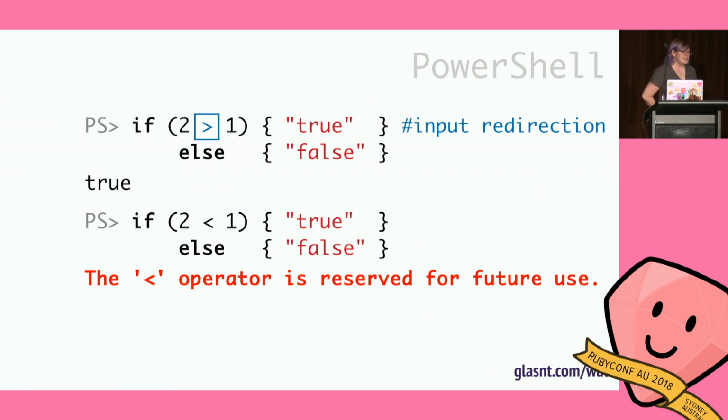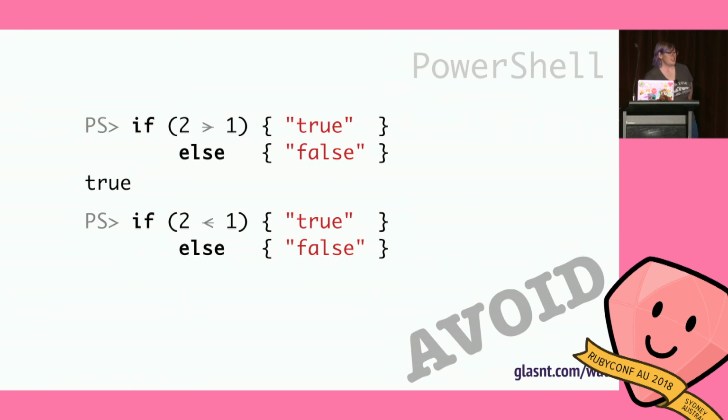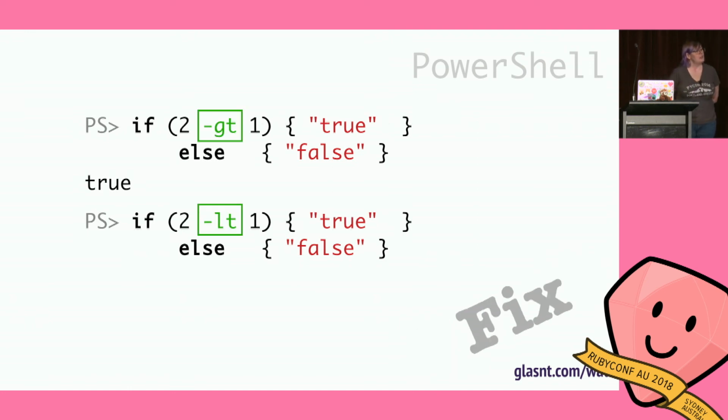The problem is that somebody thought it was a good idea to implement one of them as a numeric comparator but not the other. You should be avoiding these entirely and using the actual comparison operators of -gt, -lt. It also means that you don't have to remember which way the crocodile goes because you know one is less than and one is greater than.